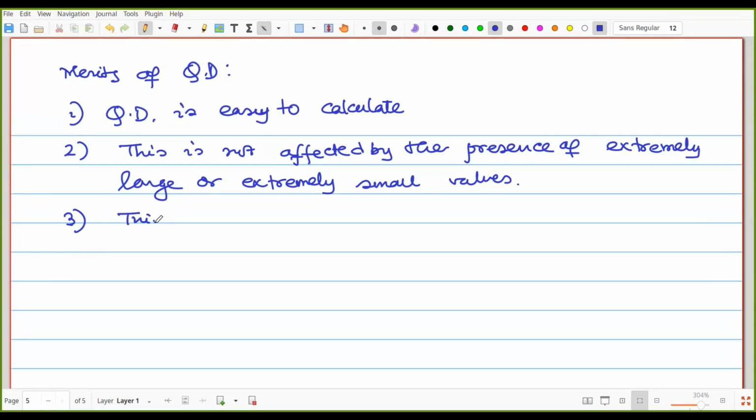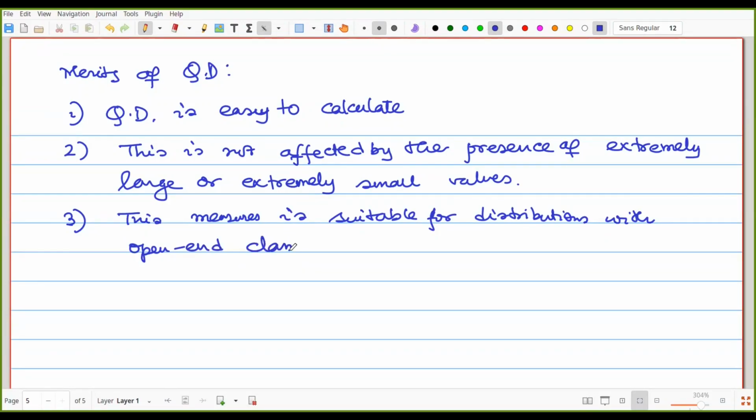Then this measure is suitable for distributions with open end class. Now that is important. What is the meaning of open end class? Suppose some classes have been given. I am writing here 0 to 100, 100 to 200, 200 to 300, 300 to 400, 400 to 500. That is the type of class.